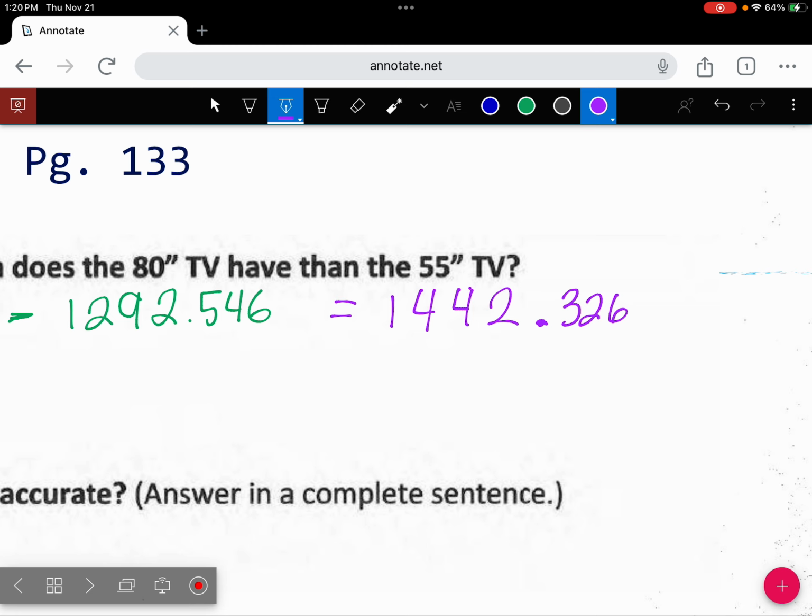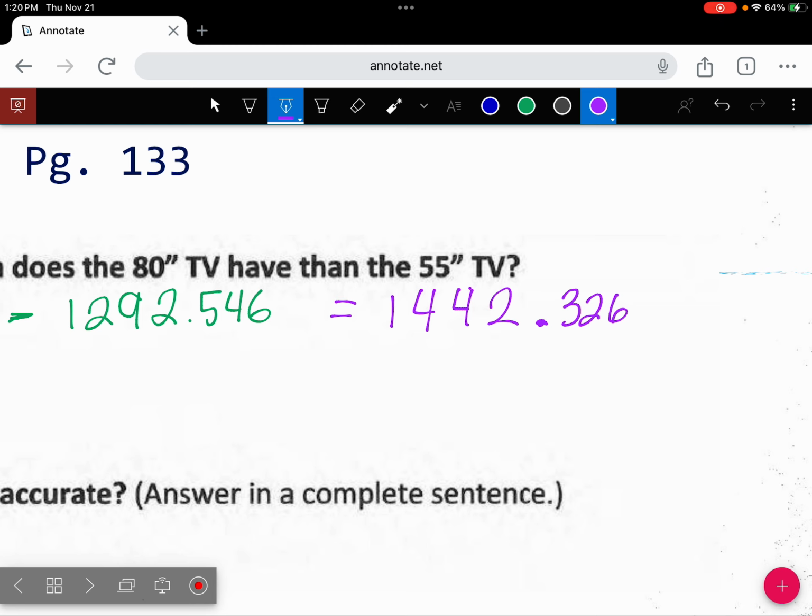Yes. By a lot. Well, it has more than the 55-inch by a lot. Is it more than double by a lot? No. So what you could do if you want to know that specifically, you could double the 55 and then find that difference.